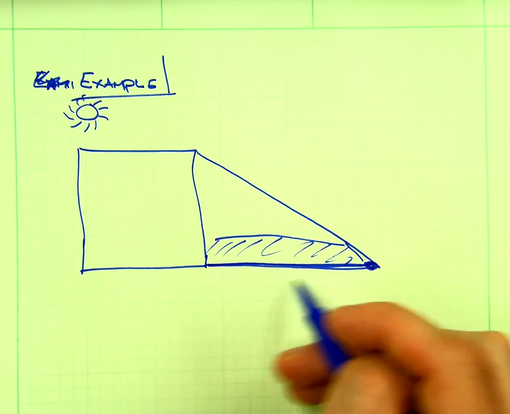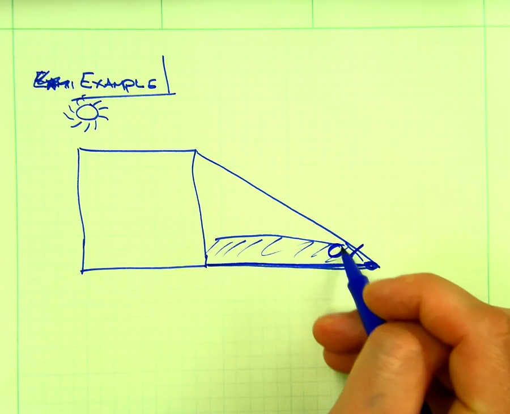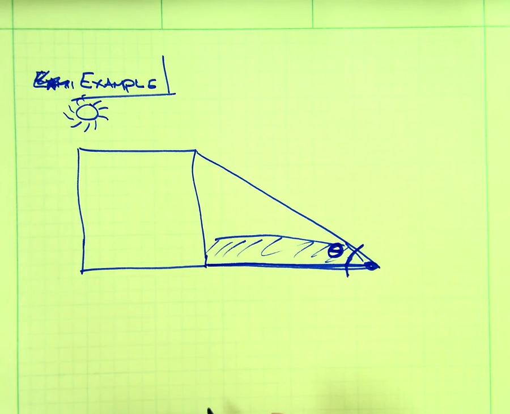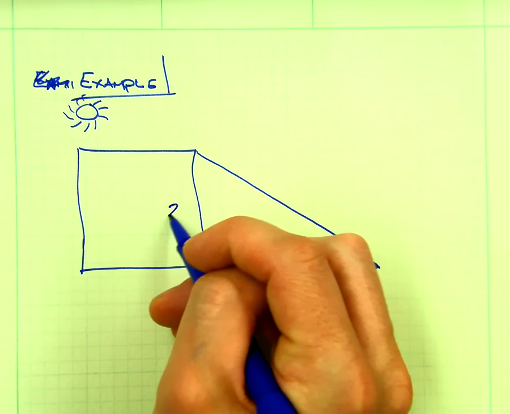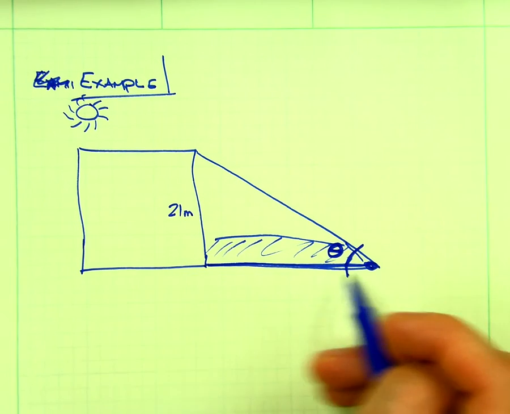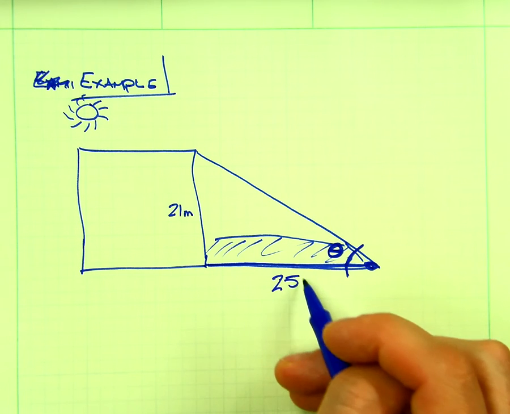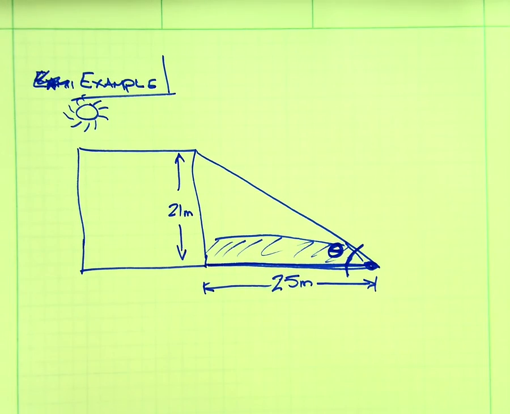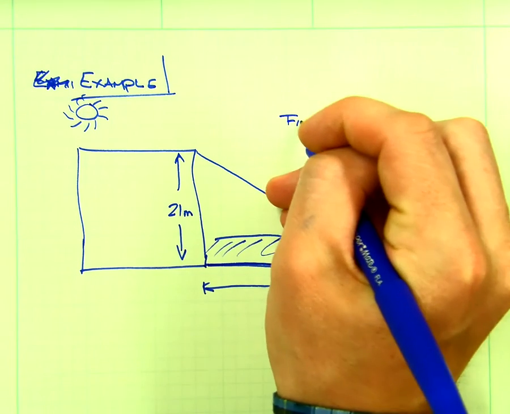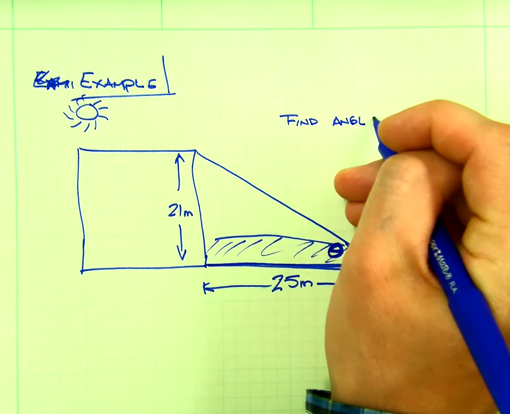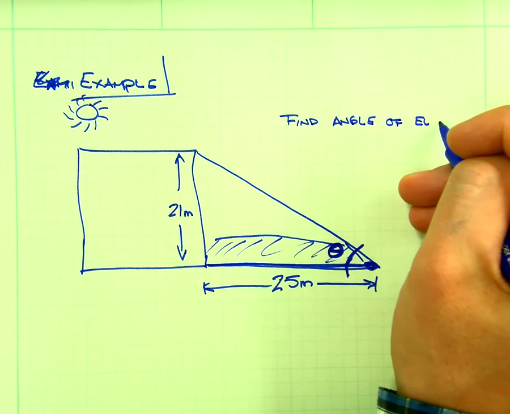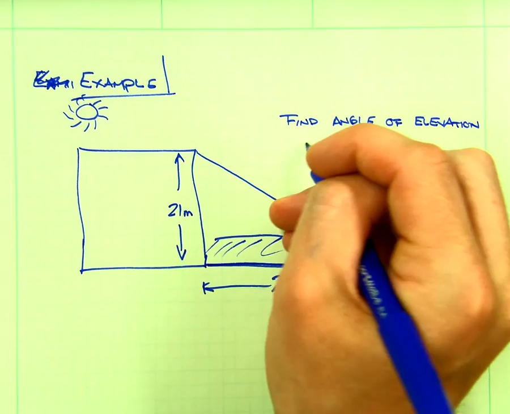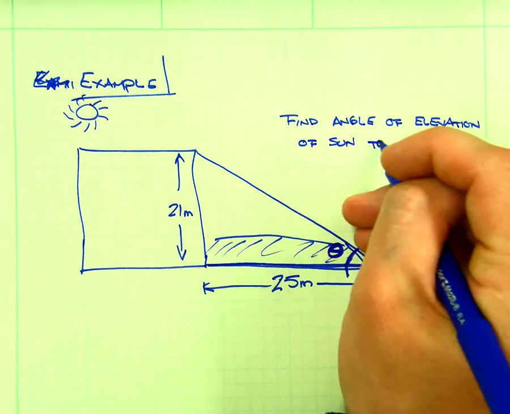So we've got this shadow here, and in this problem I'm looking for this angle right here, theta. Looking for theta. So what I do know is the height of the building is 21 meters. I also do know how long the shadow is. That's pretty easy to measure, so I can say this is 25 meters. 21 meters high, 25 meters wide. And so you're asked to find the angle of elevation of the sun to the nearest degree. Okay? I'll put that down here. Find angle of elevation of sun to nearest degree.